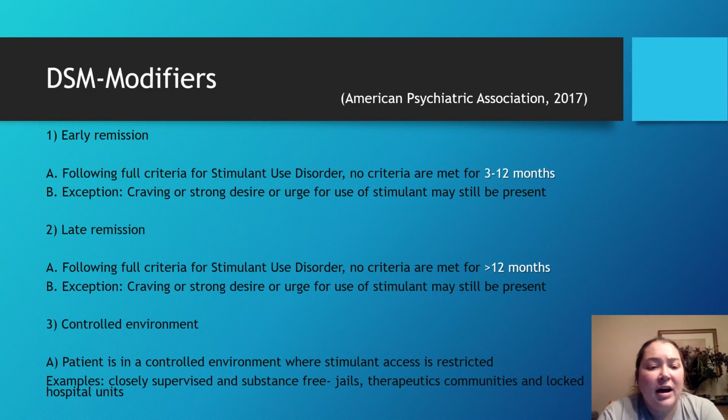The DSM modifiers include early remission, late remission, and in a controlled environment. So early remission is following the full criteria for stimulant use disorder, and then with no criteria within a 3 to 12 month period. The late remission is showing no criteria are met within a greater than 12 month period. And then in a controlled environment is where, such as substance-free jails, therapeutic communities, and locked hospital units, they have no access to the drugs.